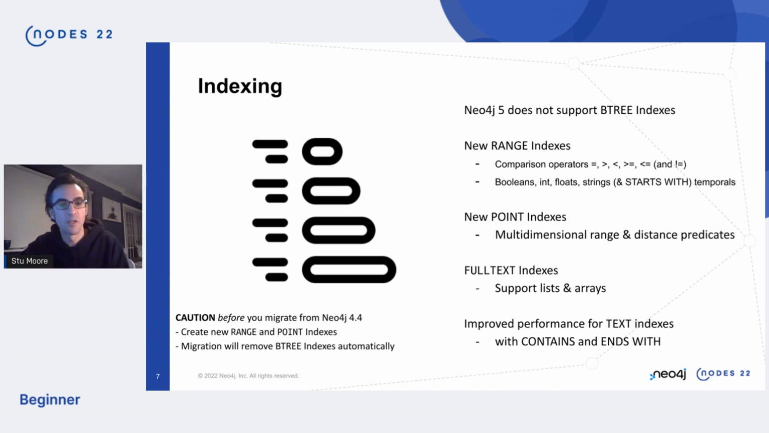We also introduced support for indexing lists and arrays in full text indexes. So again, making it easier to find data within your database. And there have been some text performance improvements. We've introduced a new trigram analyzer that speeds up contains and ends with searches as well.